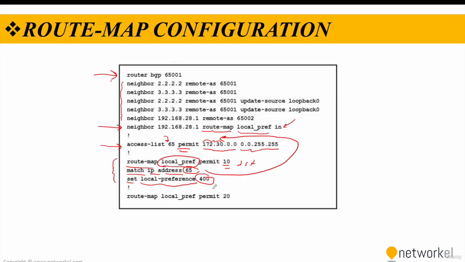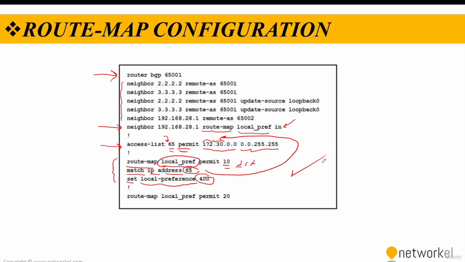Okay, let's review once again. So I have my route map, which is named local pref, and permit 10 is the first statement of this route map. This first statement is matching the IP address that I defined with my access list 65, which means it is focusing on everything that starts with 172.30, and setting a BGP local preference value of 400 for these IP addresses.